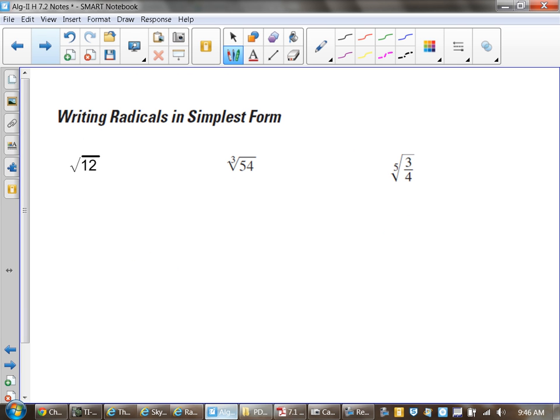But what this reminds us to be able to do is how do you write radicals out in simplified form? Now, we all know how to simplify the square root of 12, I hope.